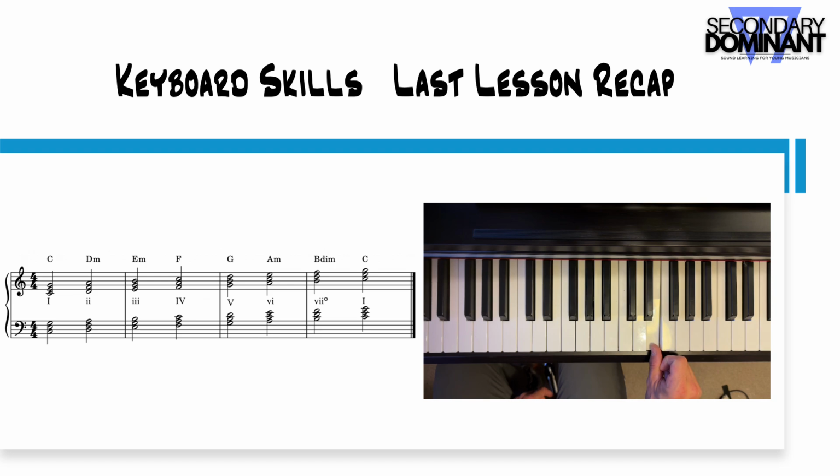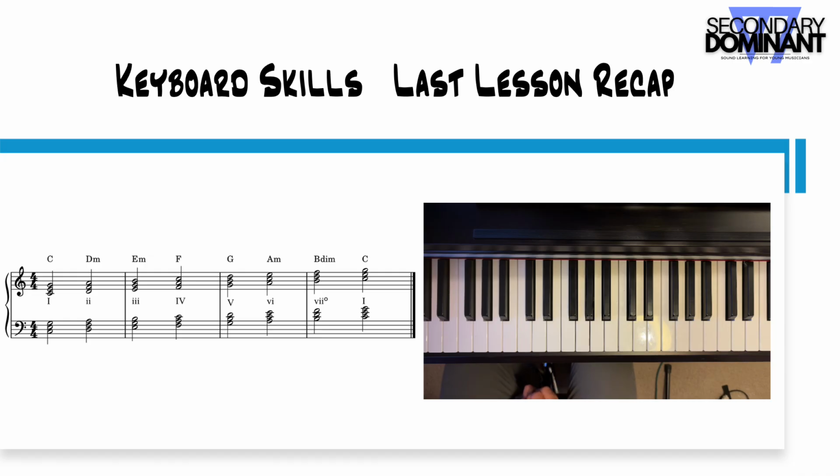We can take E as our root note. E, 2, 3, 4, 5, E, G and B, which gives us an E minor chord. Let's take F, 2, 3, 4, 5, F, A, C. That gives us an F major chord. And we'll go back down here for G. G, 2, 3, 4, 5, G, B and D. That gives us a G major chord. A, 2, 3, 4, 5, A, C, E, an A minor chord, and then B, 2, 3, 4, 5, a B diminished chord.